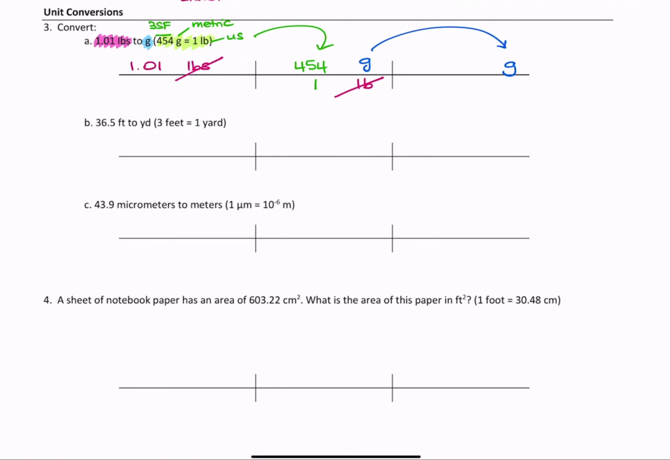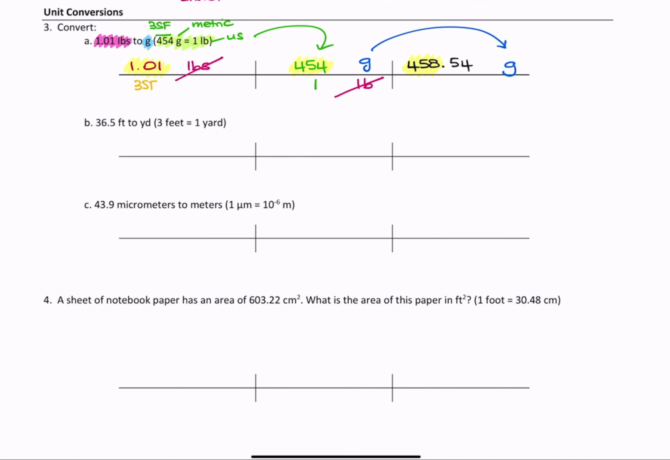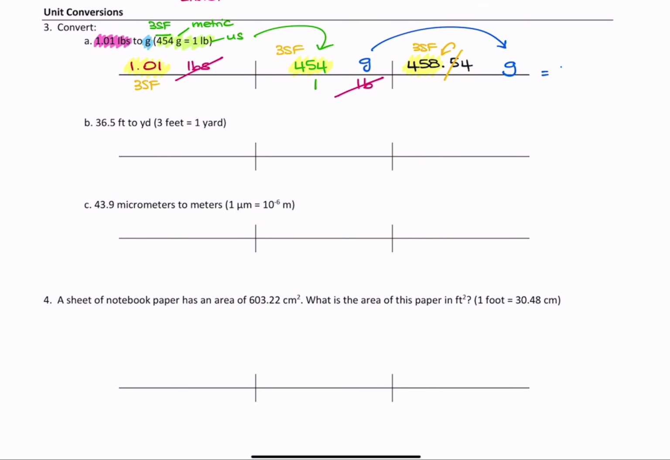What you will do next is type this in your calculator, and you get 458.54 grams. Once you type this in your calculator, you're going to follow up with your sig figs. I have 3 sig figs here. I have 3 sig figs here. So my answer will be given to 3 sig figs as well, because I go with the least amount of sig figs. We're going to drop a 5, therefore we're going to round up, and our answer will be given to 3 sig figs as 459 grams.